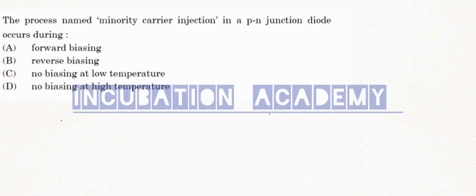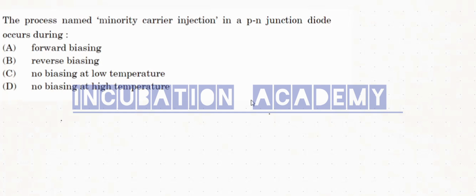Welcome everyone. The question shown on the screen came in a CBSE 2025 physics question paper, and this question is from semiconductor devices. It is said that the process named minority carrier injection in a PN junction diode occurs in: forward biasing, reverse biasing, no biasing at low temperature, or no biasing at high temperature. Okay, so let us try to understand the story from the beginning.